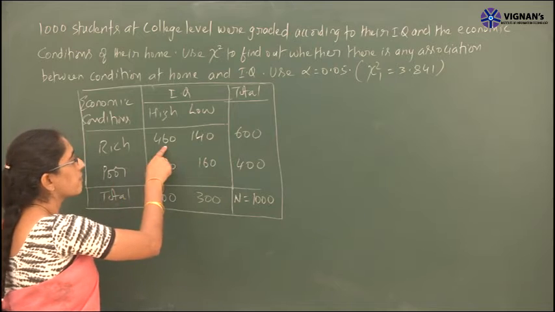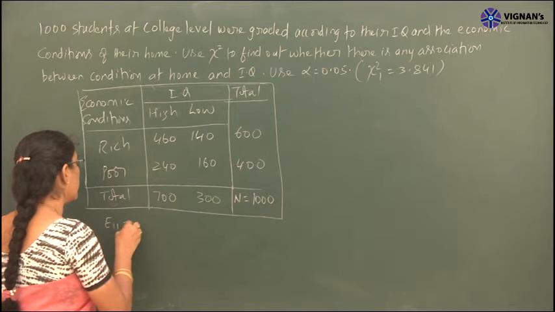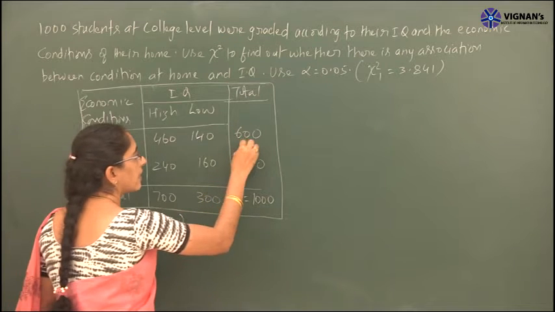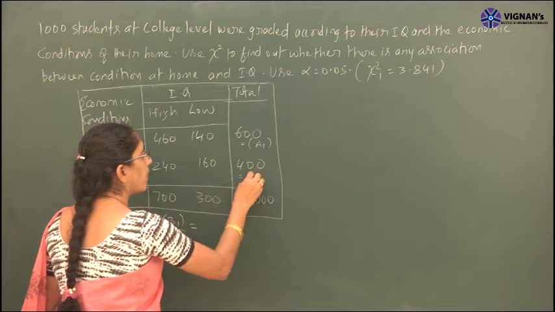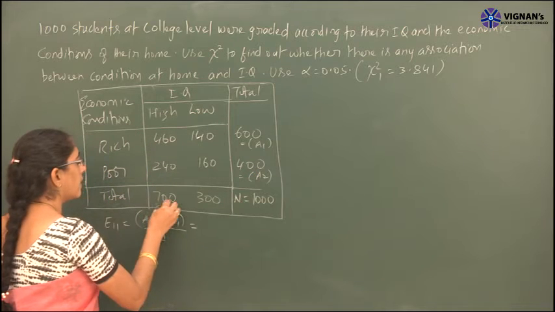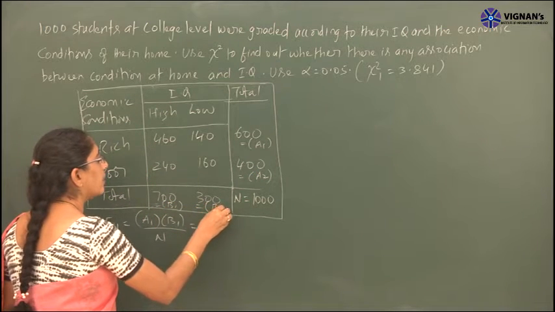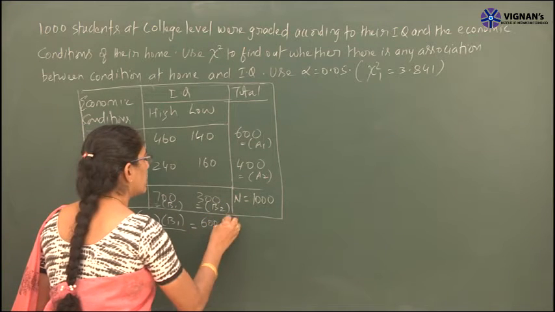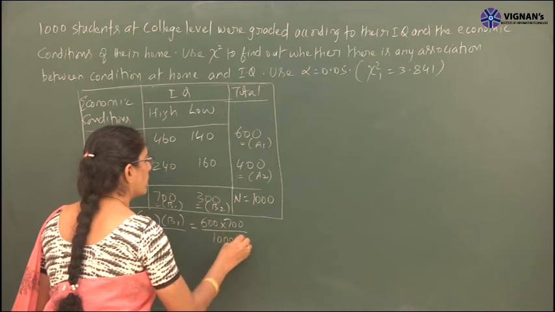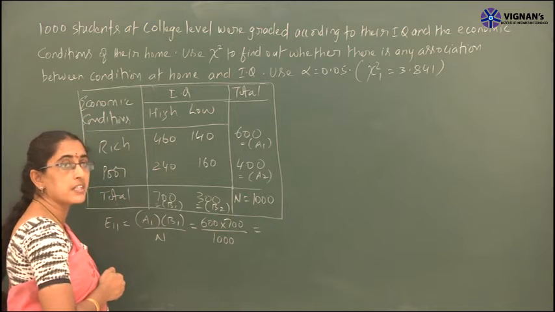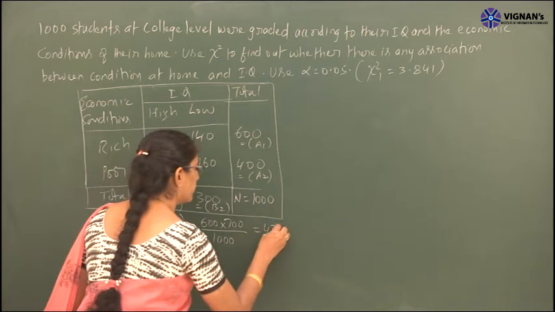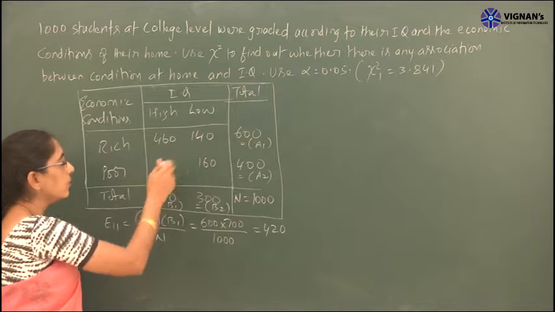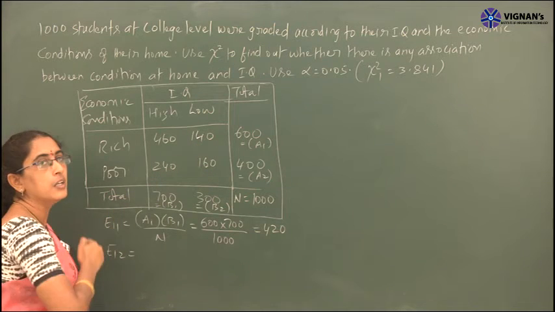This is the first row, first column. So E11 equal to A1 into B1 by capital N. 600 is known as A1 and 400 is known as A2. Similarly, 700 is B1 and 300 is B2. So A1 into B1 means 600 into 700 by 1000, which is nothing but 420. Then E12, row wise: 11, 12, 21, 22, like the matrix form.